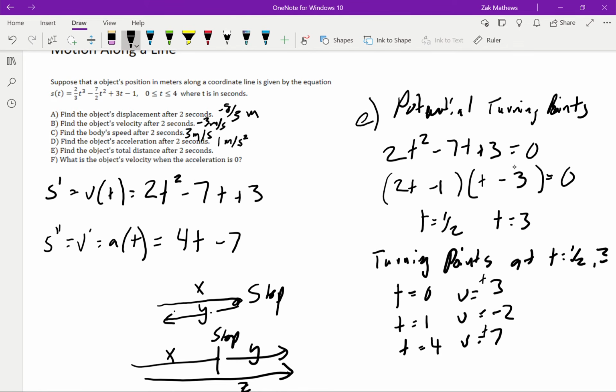Why is it that these have to be the turning points? Well, they're the only places that the velocity was equal to 0. These are the only possibilities. So we definitely have turning points. Now I did a lot of work there to prove something I could have actually determined very quickly.